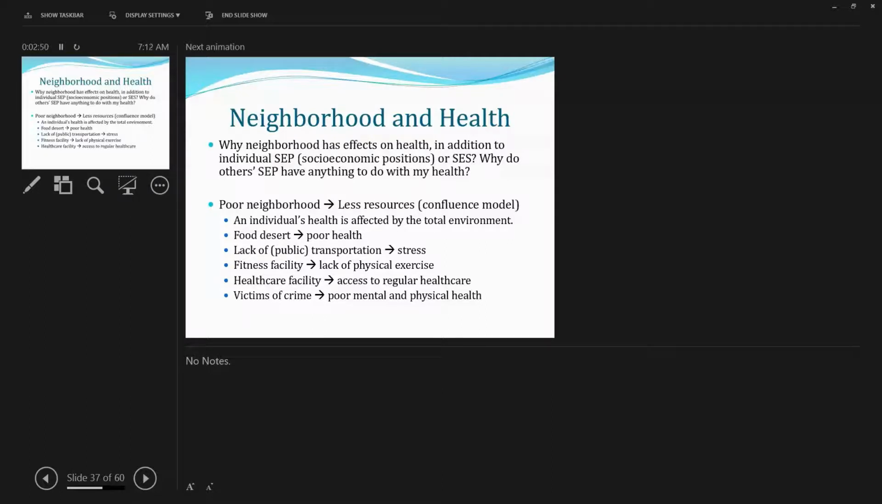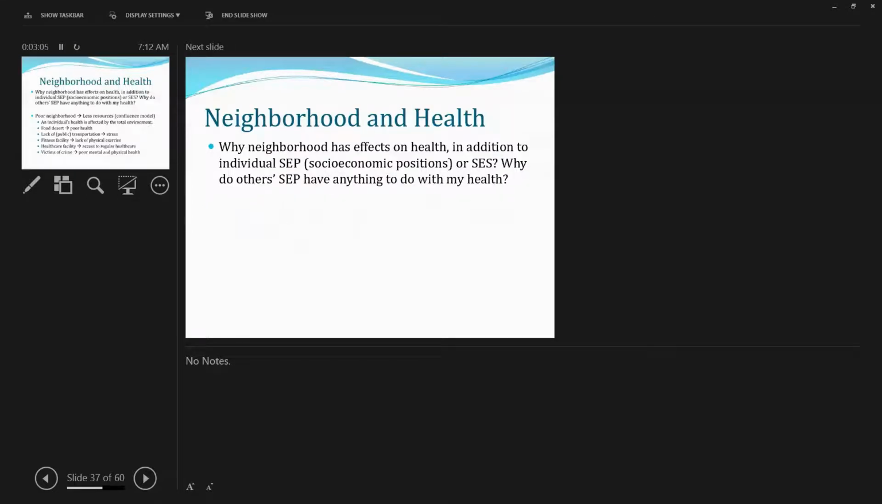Also, a poor neighborhood has, on average, fewer healthcare facilities, thus leading to a lack of access to regular healthcare. Also, poor neighborhoods tend to have high crime rates, so residents living in those neighborhoods are more likely to become victims of crime. Thus, they're associated with poor mental and physical health. So in general, poor neighborhoods are associated with fewer resources. So it's not just about individual resources that can be deployed and utilized for health-enhancing activities.